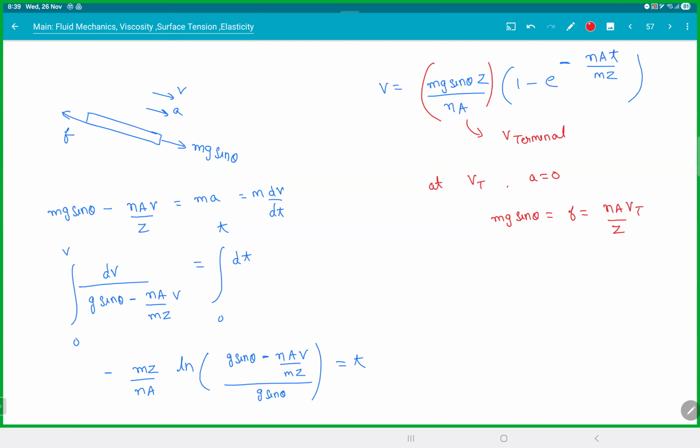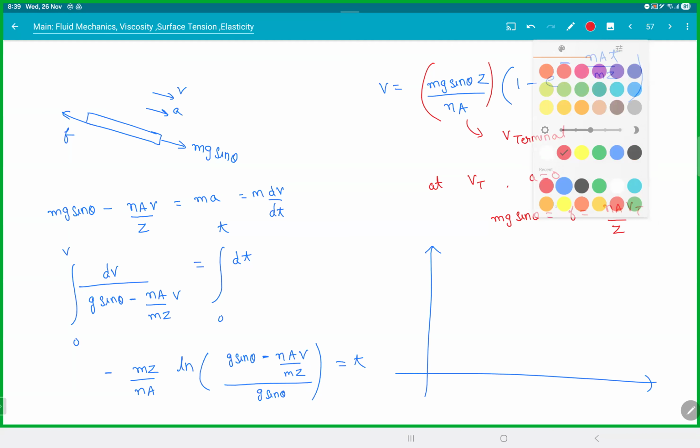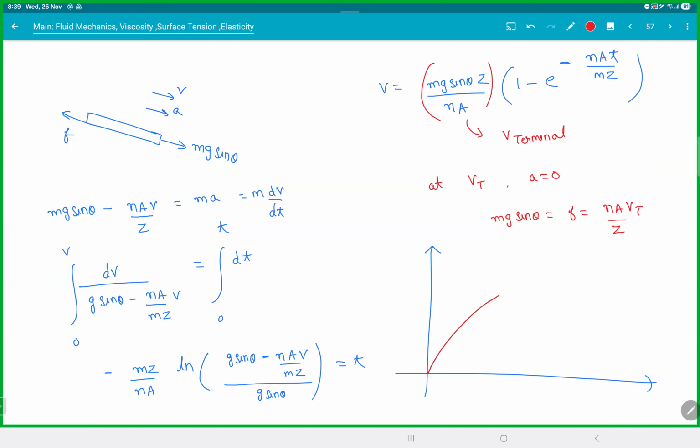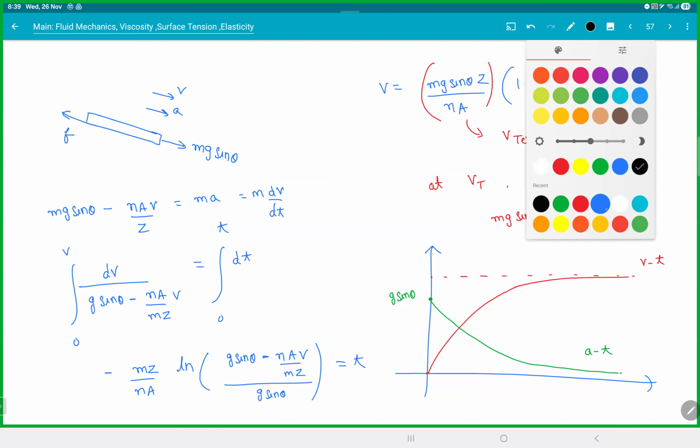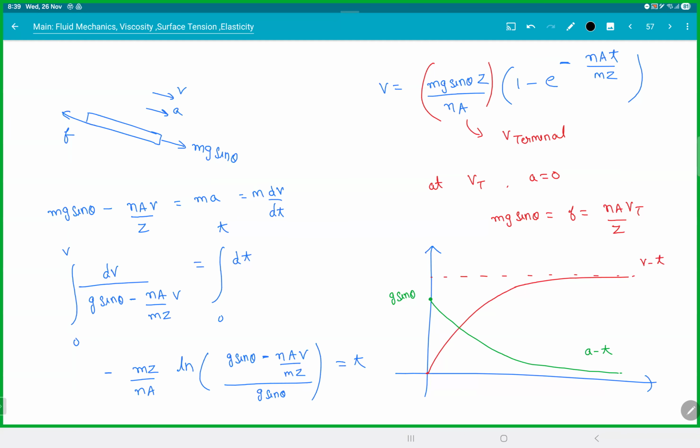How will the graphs be? The graphs are important. The VT graph will start from 0, it will increase, and become constant. This is the VT graph. The AT graph will look like this. Initially, you'll start from g sine theta, and the acceleration will tend to 0 at infinity. This is the AT graph. How does the XT graph look like? That's an interesting one. XT graph, let me show it in one more page.